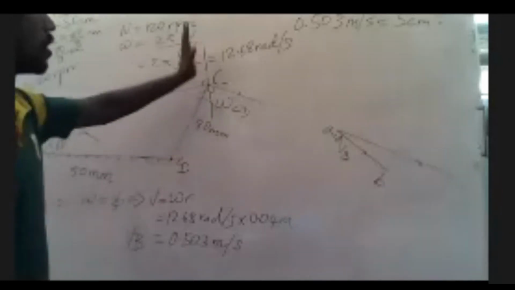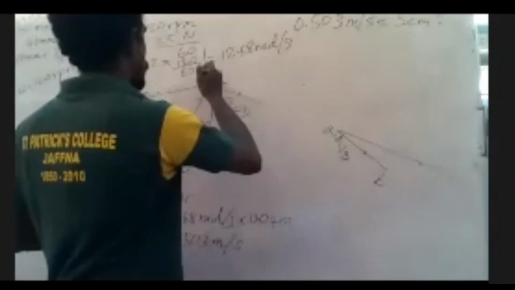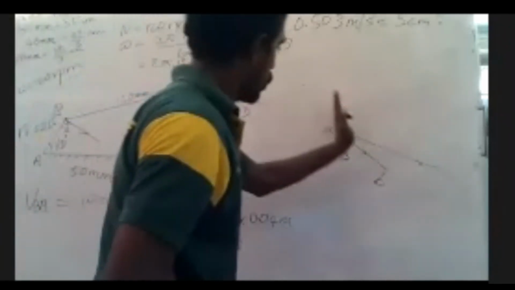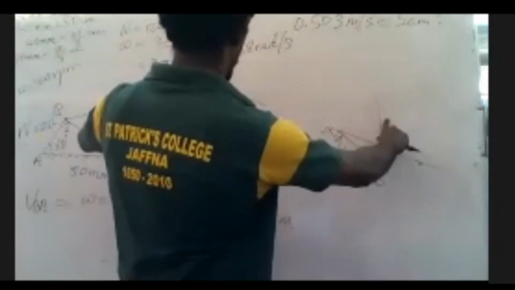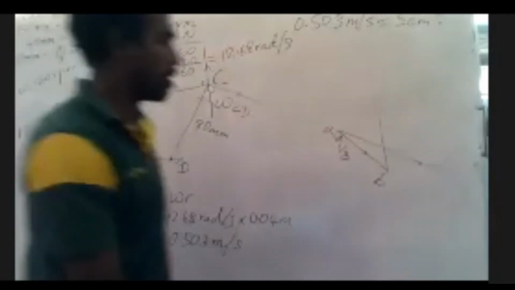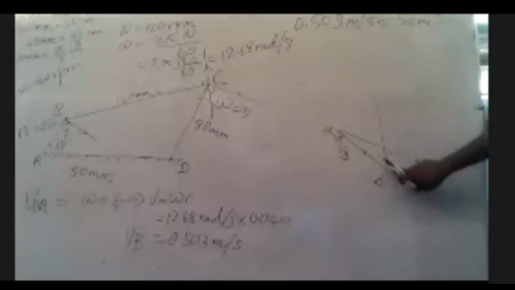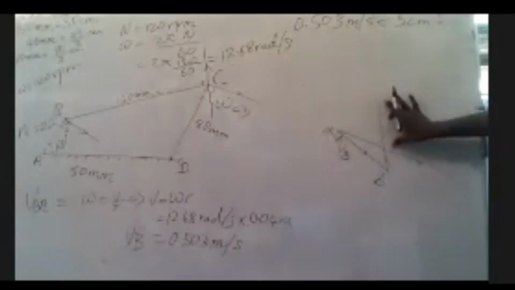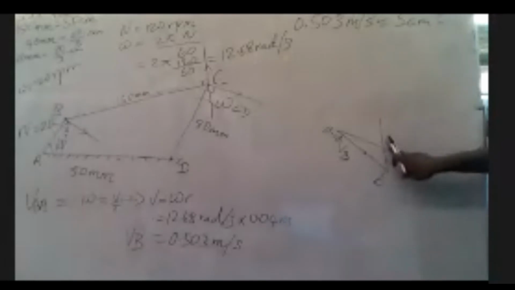From B, perpendicular, right? So parallel to this direction, I will draw a line here. Okay, these two should be parallel, right? Once I draw this parallel line, these two parallel lines will meet at a point. And that point is our C, right? That is the C point.